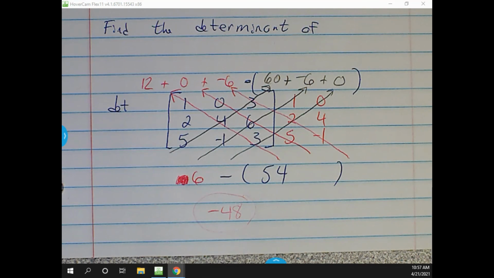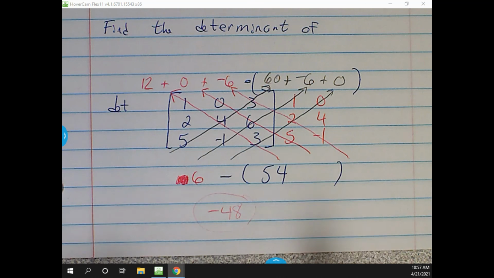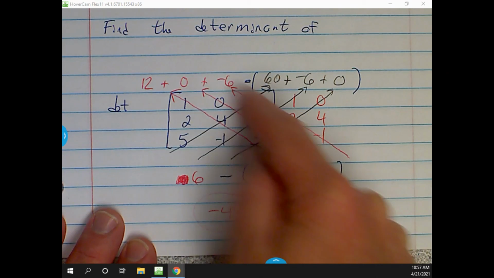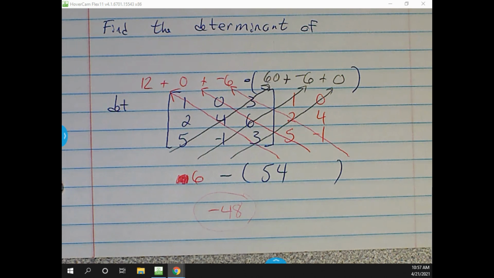Okay, so for a 3x3 matrix, the hardest part really is keeping things lined up so that your numbers don't get squished in one part and spread out in the other, because that makes the numbers easier. But if you've got everything equally spaced out, again, it's just multiplying this way, and then you put a minus, and then you multiply this way, and then you subtract those two things together to get the answer that you're looking for.